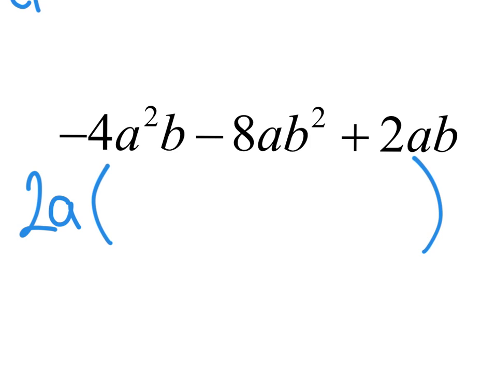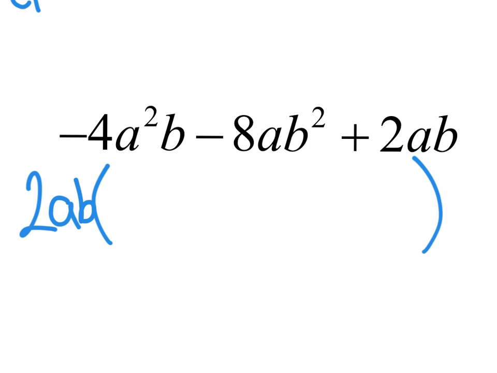Now how about the B's? How many B's do we have? We have 2 here and 1 here. But what's the greatest amount I could pull out from all 3 of them at the same time? 1. So you have a 2AB, and that is what we call the GCF on this one. The 2AB is the GCF.